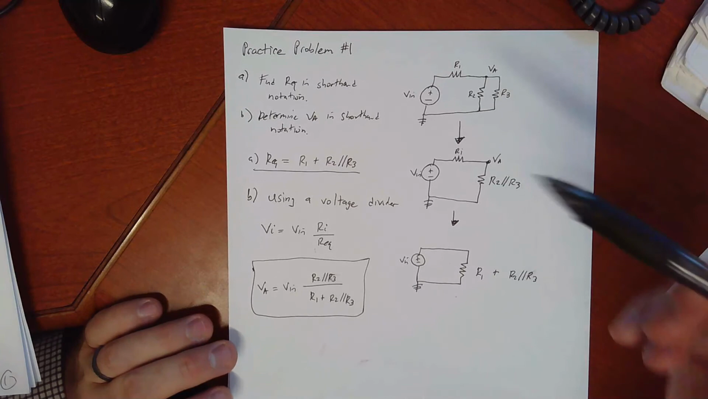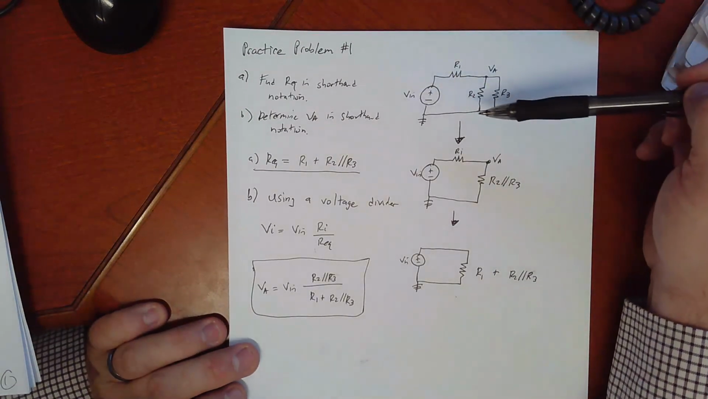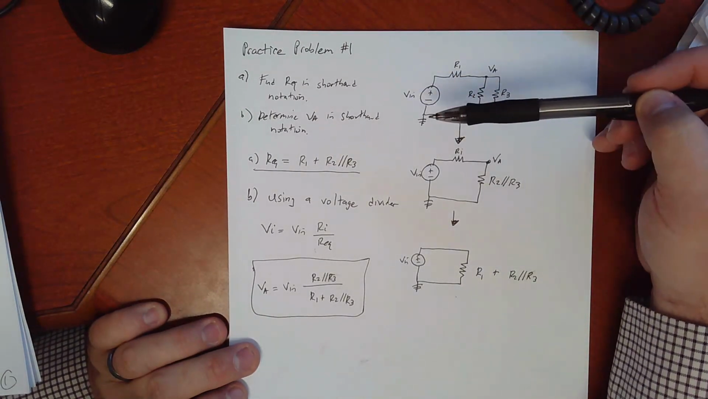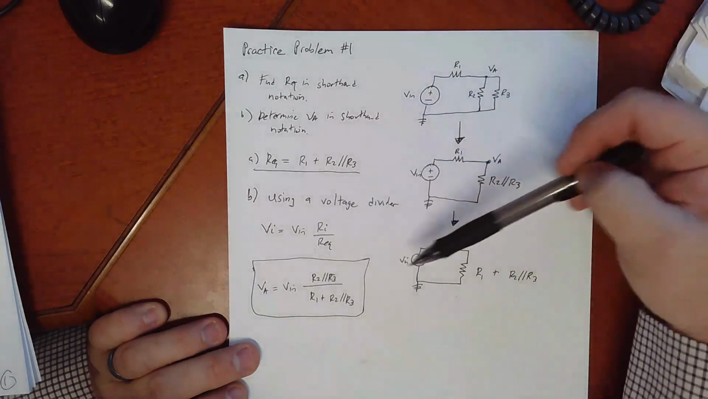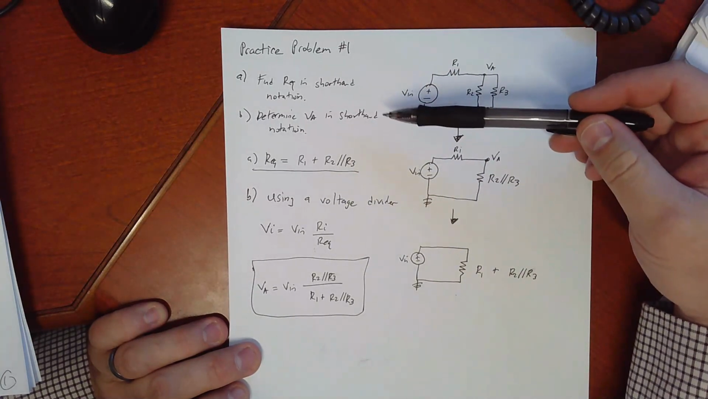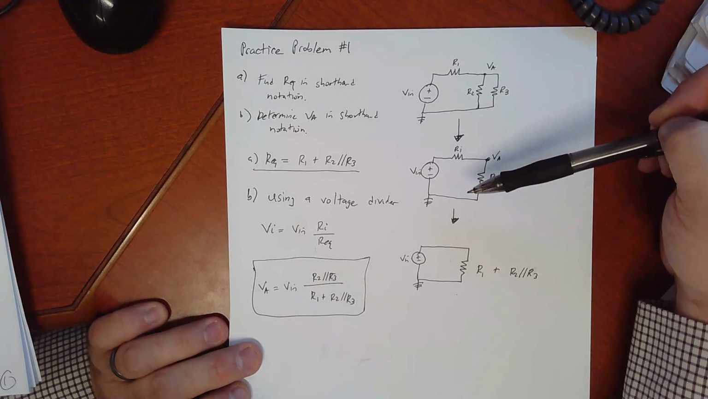And again, here you see, right, we found the equivalent resistance, and used shorthand notation. It's very convenient, and we can later plug it in. And then we also found a relationship for V sub A.